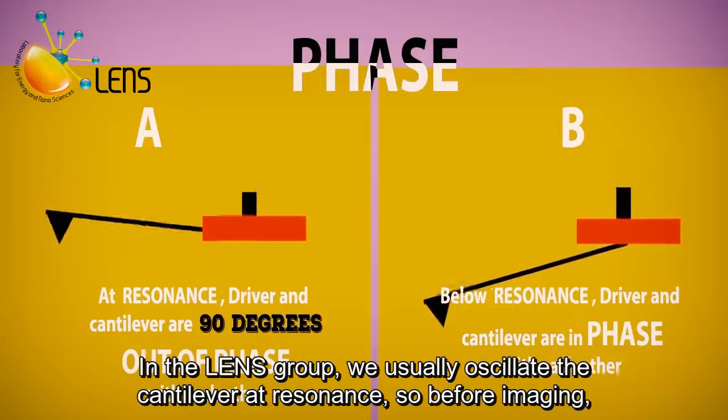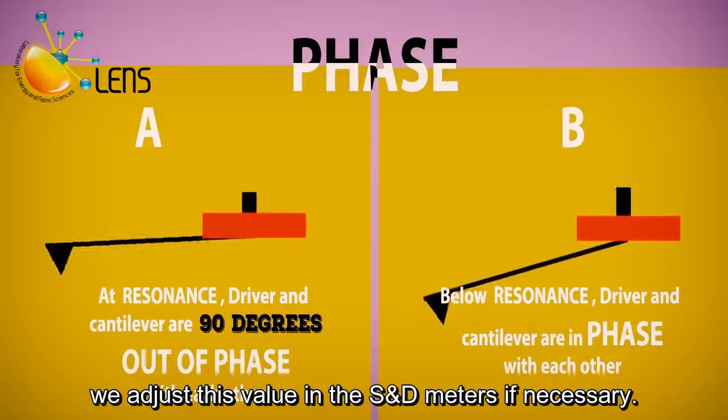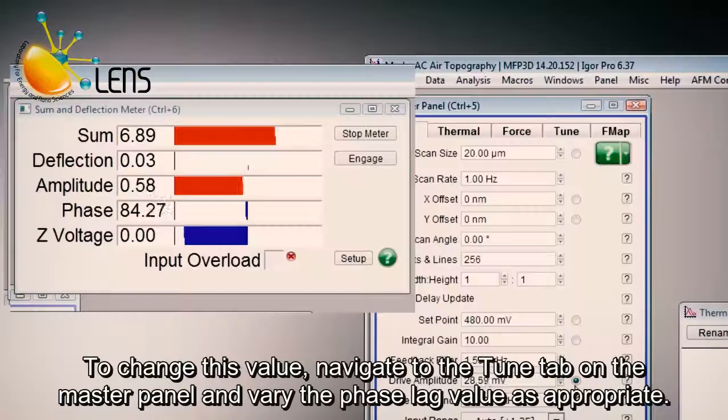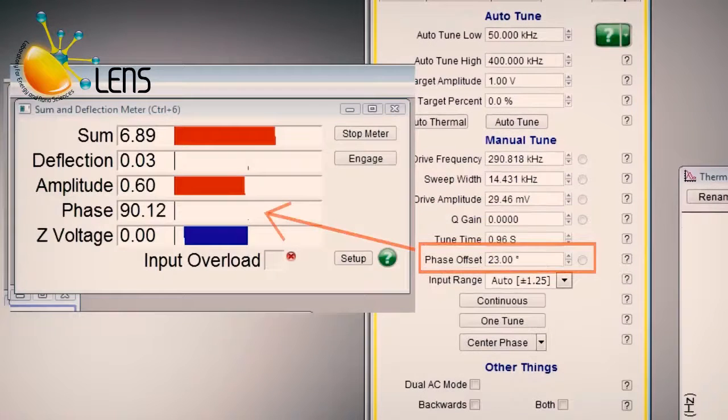In the Lens group, we usually oscillate the cantilever at resonance, so before imaging, we adjust this value in the S&D meter if necessary. To change this value, navigate to the Tune tab on the master panel and vary the phase lag value as appropriate.